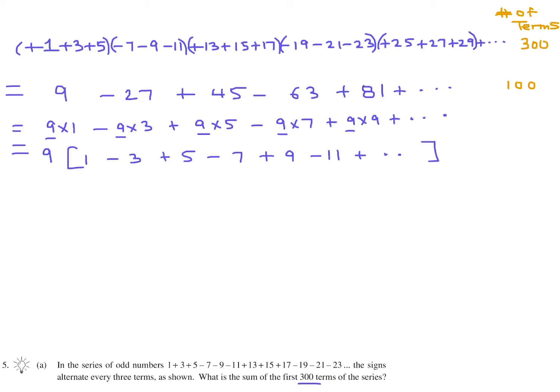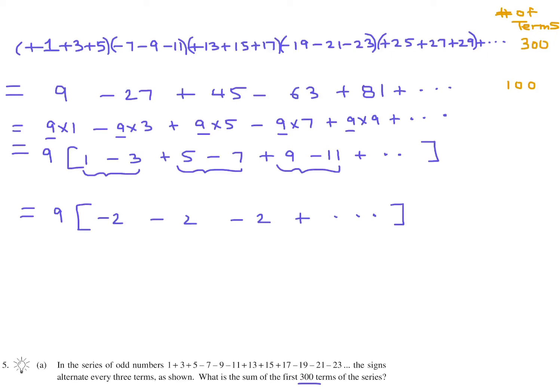Okay? And then now I will group these again into 2s. And you will see when you do that, you'll get minus 2, minus 2, minus 2, like that. So all of those will become minus 2.